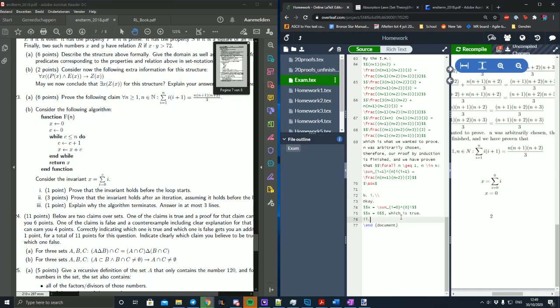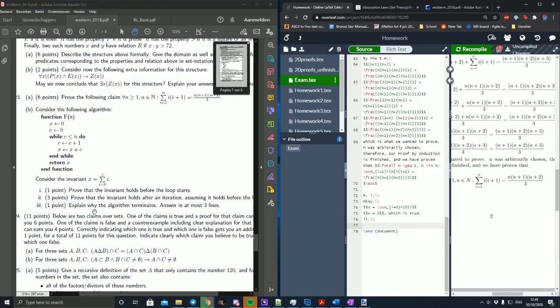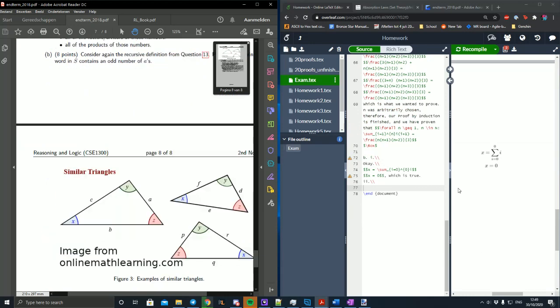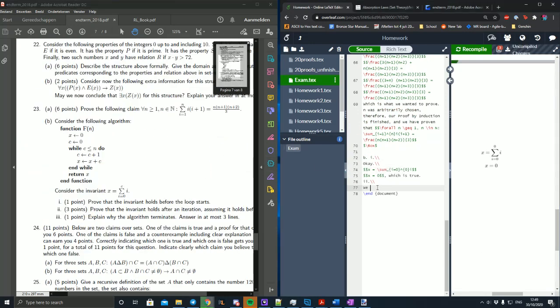So then we do B2. Prove that the invariant holds after an iteration, assuming it holds before the loop. We know it holds before the loop, so x is equal to this thing, which we know is true. But then going from 1 to C, once we add the thing, after the loop we see that x becomes x plus c, and we see that this becomes c plus 1.